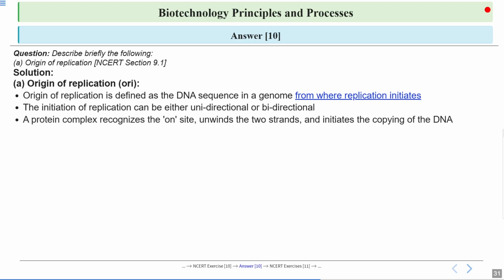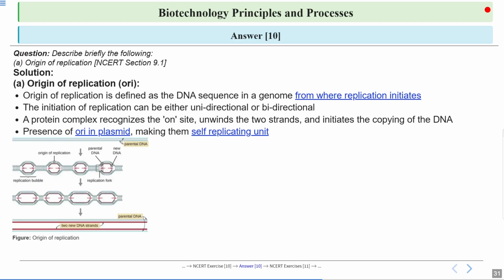A protein complex recognizes the ori site, unwinds the two strands and initiates the copying of the DNA. So there is a requirement of some proteins for the replication, right? And these proteins help to unwind the two strands of the DNA. Once the DNA gets unwound, DNA replication starts with the help of the DNA polymerase enzyme. So the presence of ORI in a plasmid makes it a self-replicating unit. Self-replicating unit means that they can make their own copy, right?